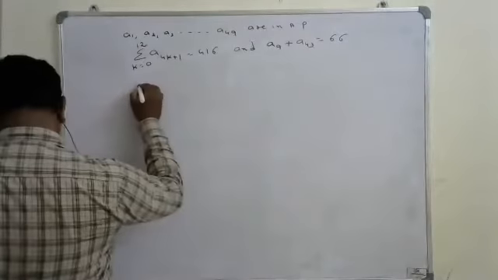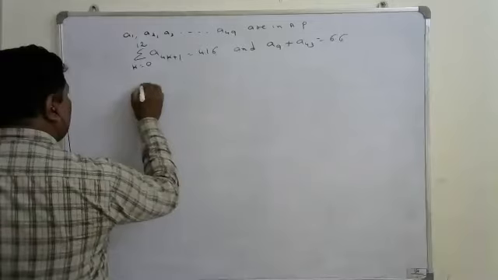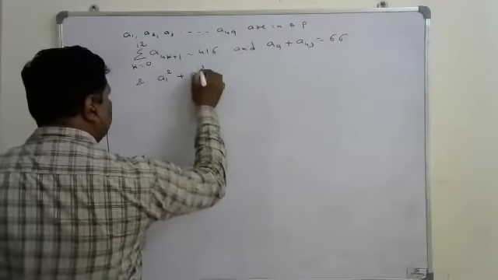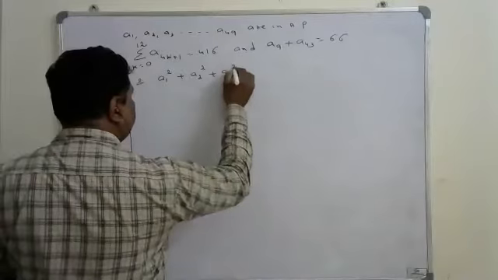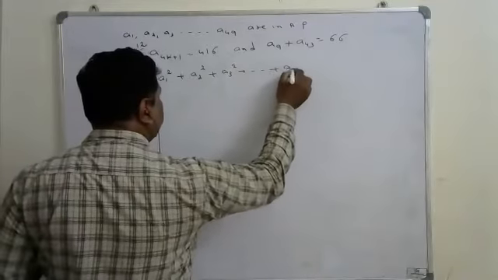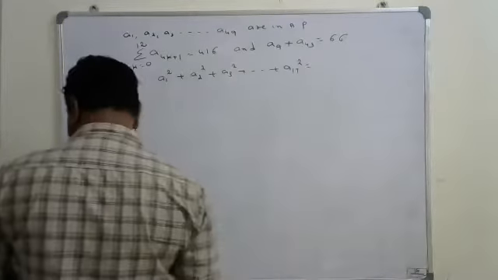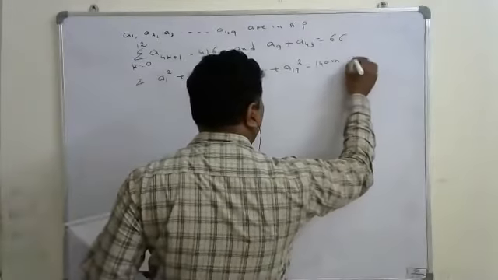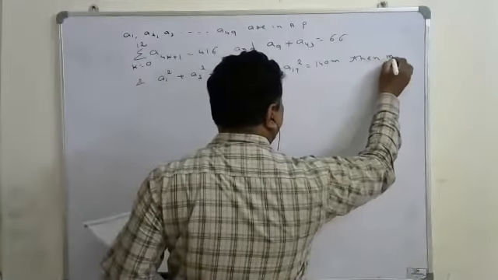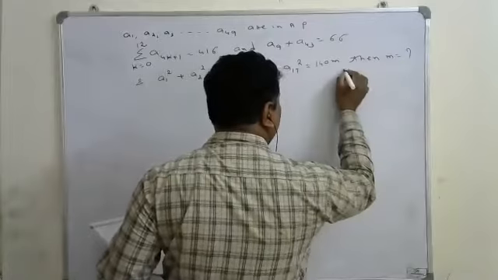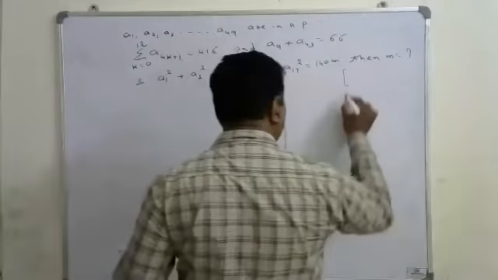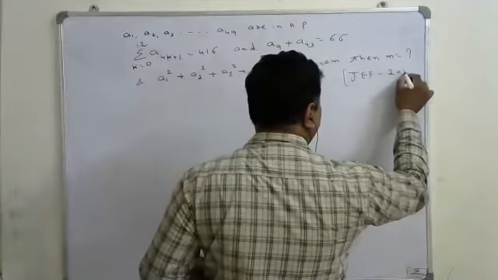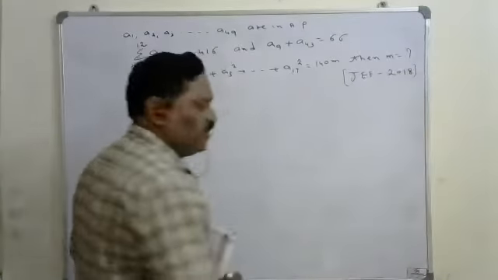And if A1 square plus A2 square plus A3 square and so on up to A17 square is equal to 140m, then what is the value of m? So this is the problem which was asked in the GMAT 2018. This is a difficult level problem.